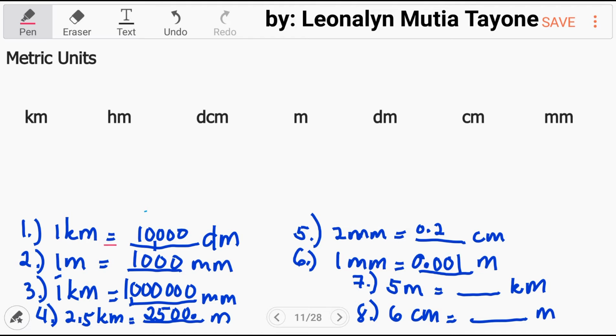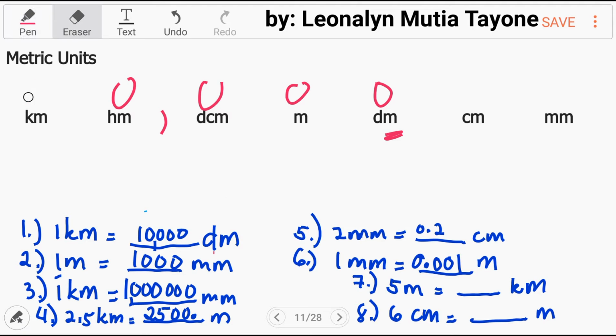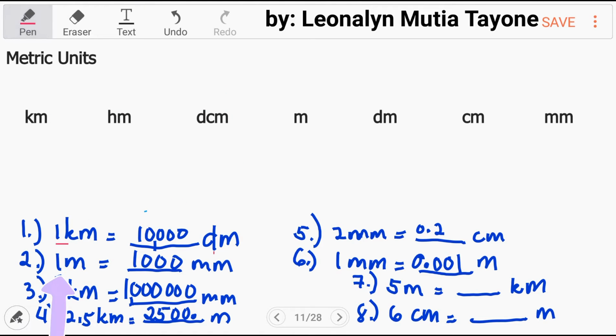Number 1. 1 kilometer, convert to decimeter. Kilometer to decimeter. 1, 2, 3, 4. That is 10,000 decimeters. If this is 2 kilometers to decimeters, and that is 20,000 decimeters.